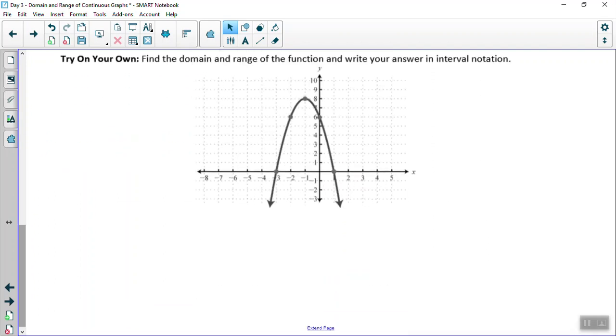Okay, I want you to come down here, and I want you to try this one on your own. Again, do it in set builder notation, not interval notation. All right, and so again, pay attention to your arrows, and pay attention in this case to your highest points.